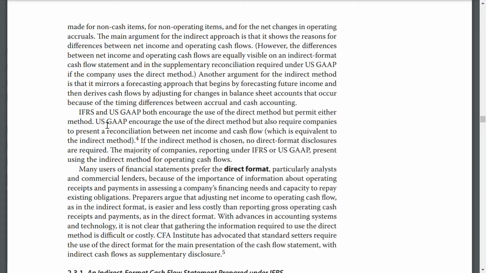The CFA Institute has advocated that standard setters require the use of direct formats for the main presentation of cash flow statements, with indirect cash flows as supplementary disclosures.